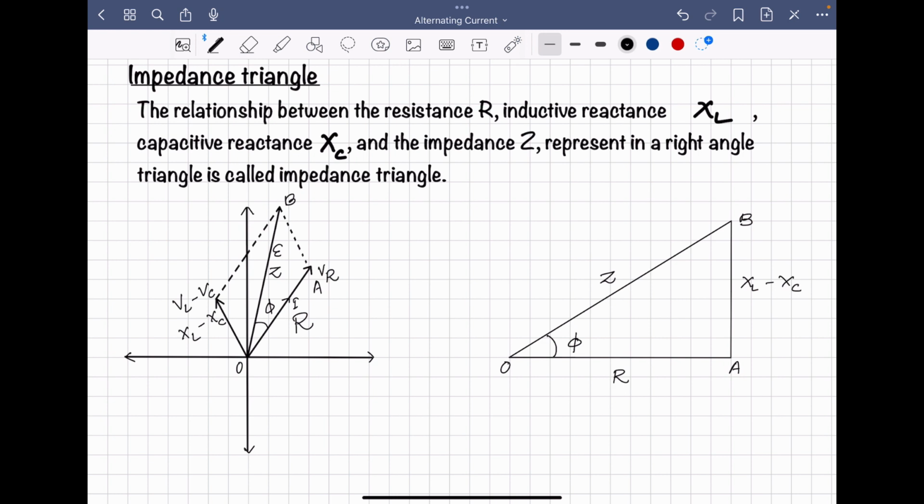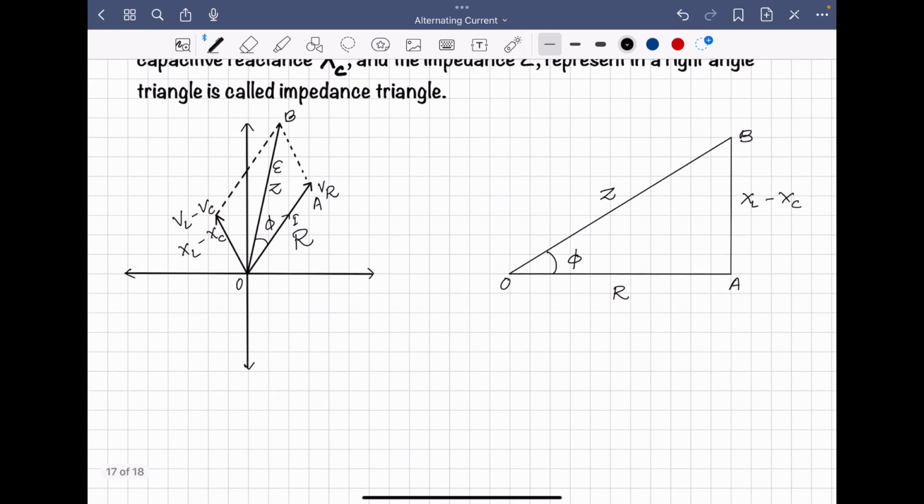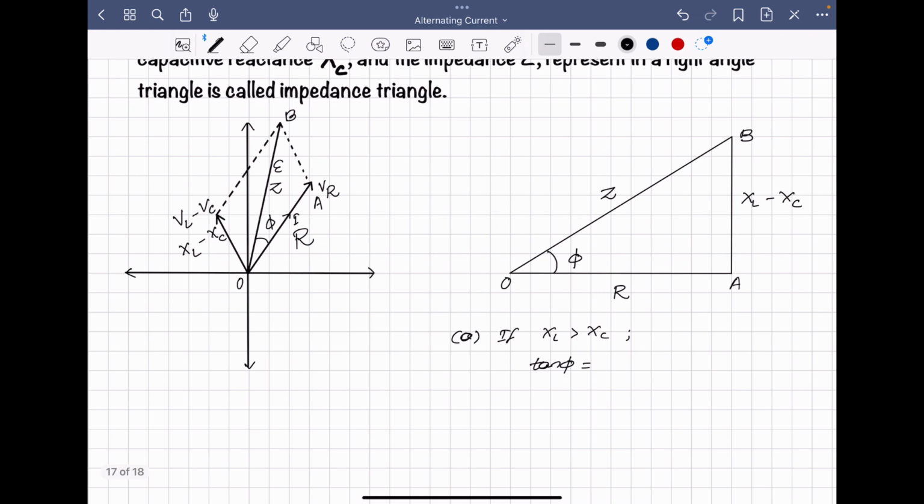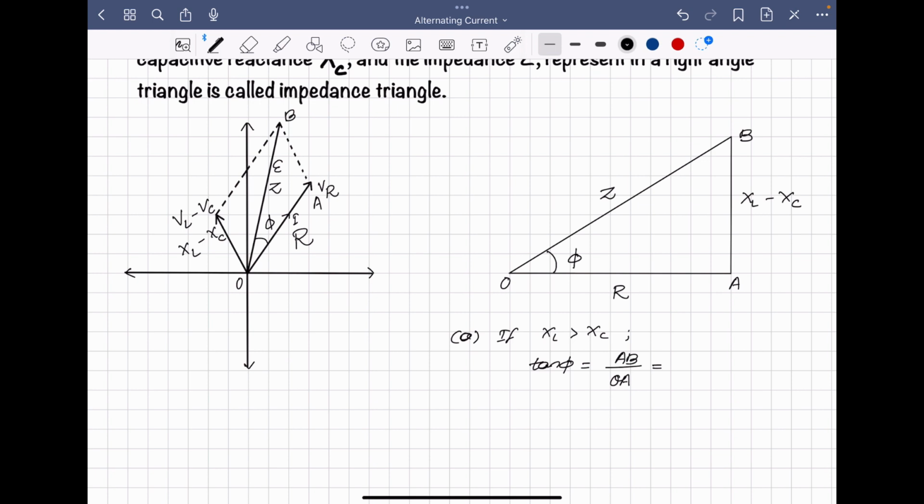Okay. So for an inductive circuit, what would I write here? XL greater than XC. If XL is greater than XC, then what about tan phi? From the triangle we can say that tan phi is perpendicular upon base. This is our angle phi, this side is the perpendicular, this is our base. So we can write AB upon OA. In place of AB we can write XL minus XC, and in place of OA we can write R.